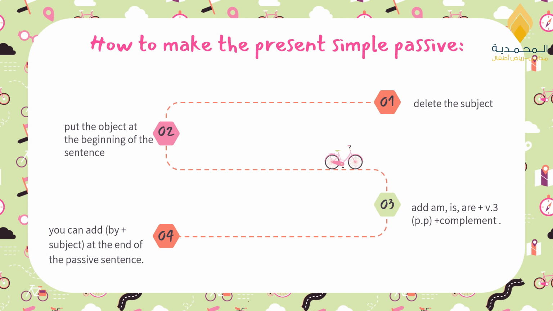The last step, you can add by plus the subject at the end of the passive sentence. So this is how to make the present simple passive. Follow these steps to form a correct present simple passive.